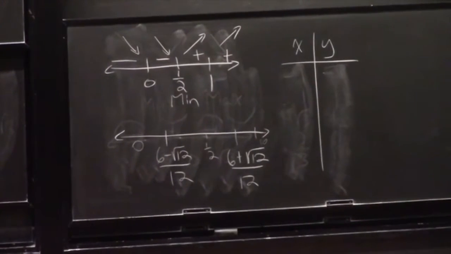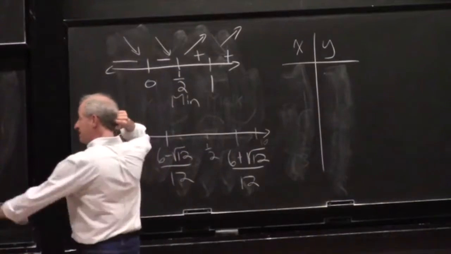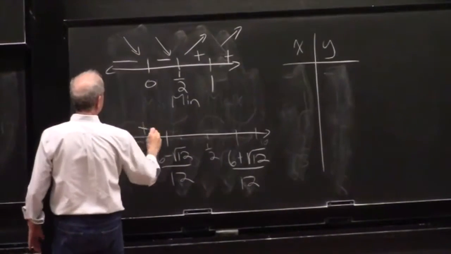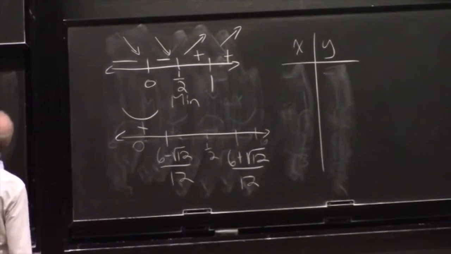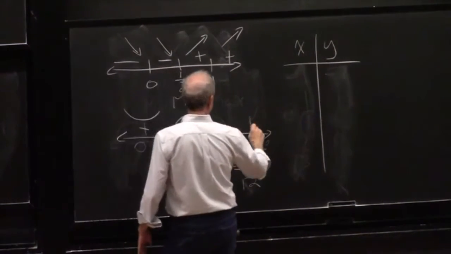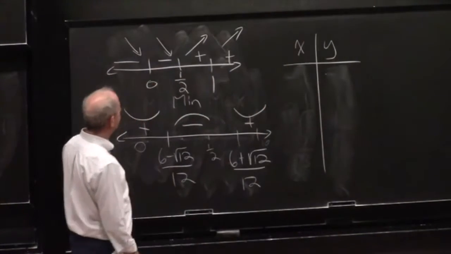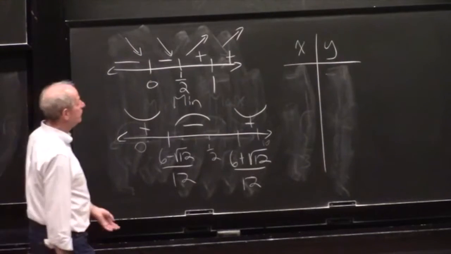So you go to the second derivative. You plug in 0, you get plus, so it's concave up. You plug in a half, and it's negative, so it's concave down. And then concave up again. Lost the numbers.